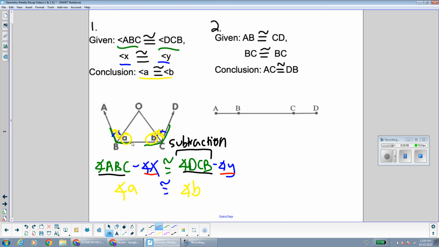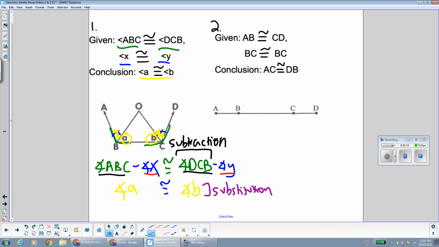The green, take away the blue, was the yellow. Do you remember what postulate can be used to replace the subtraction with what it actually is, what it's equivalent to? If you were thinking the substitution postulate, then you are absolutely correct.